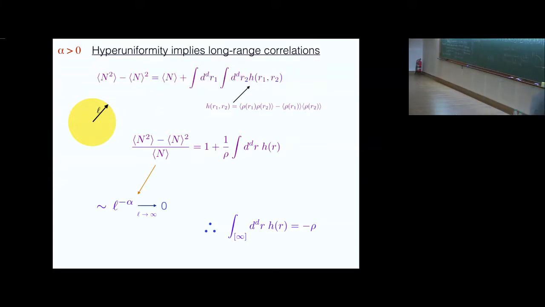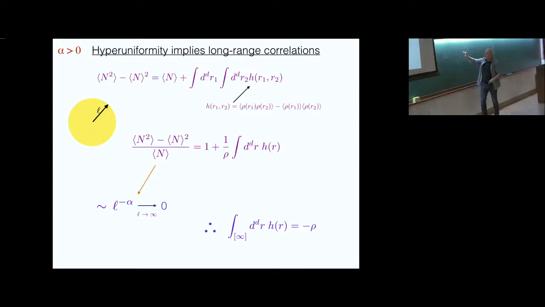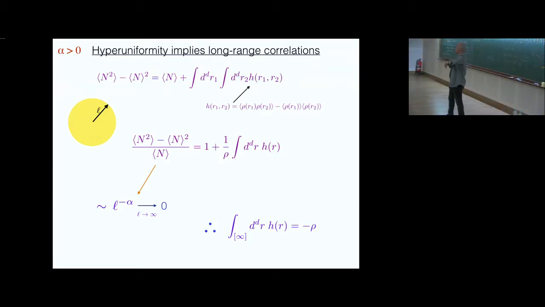At the critical point, what happens? This guy diverges. This guy is canceled. I get 1 over r to the whatever power it is. That's power law decay. We physicists usually call it long range. The chemists don't call it that, but it's power law for sure. And hyperuniformity implies power law correlations.